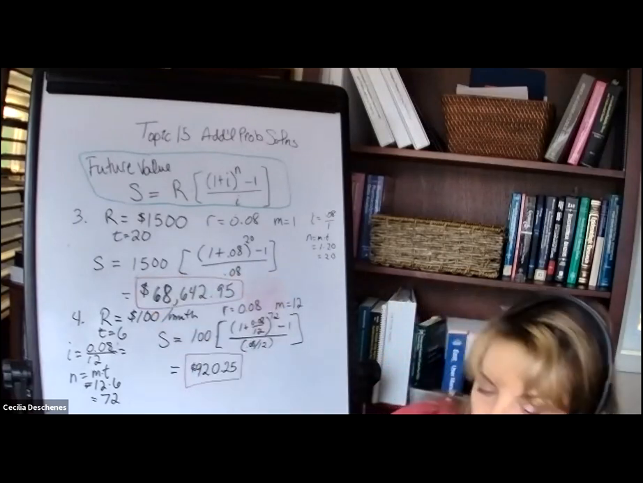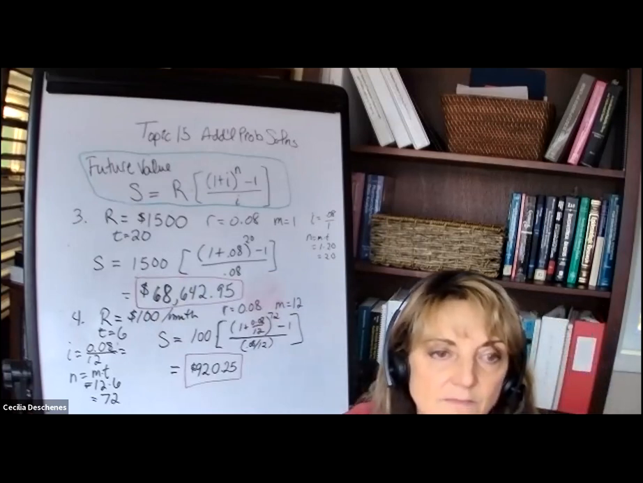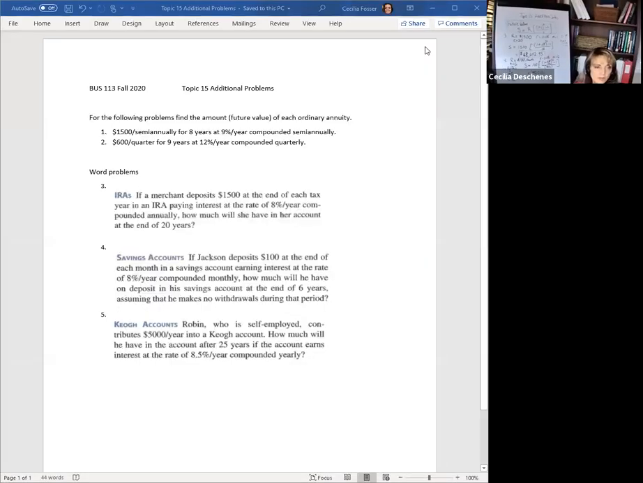All right. So the next one is going to be problem 5. So let's see what that says. Okay. Keogh accounts. Robin, who is self-employed, contributes $5,000 a year into a Keogh account. How much will he have in the account after 25 years if the account earns interest at a rate of 8.5% a year compounded yearly? All right, so let's gather that information up.